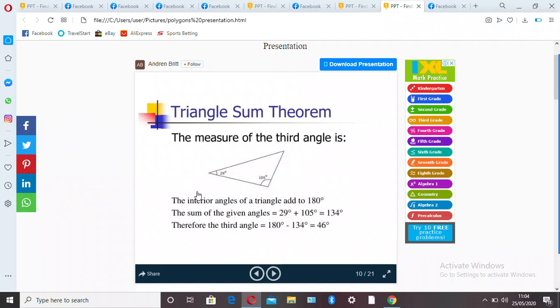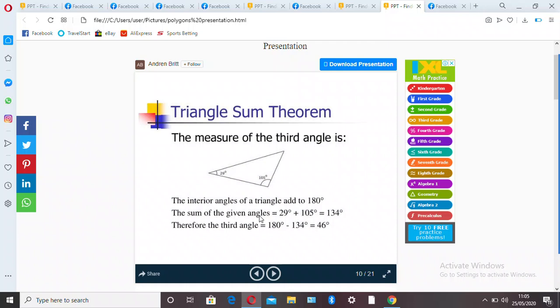Let's go to that. This is how we measure the third angle. The interior angles of a triangle will always add up to 180 degrees. So if I have been given 2 out of the 3, I'm looking for the third one. What do I do? I will just add these two together, take my answer away from 180 degrees, and then I will have the third angle. Okay, so let's go and do that.